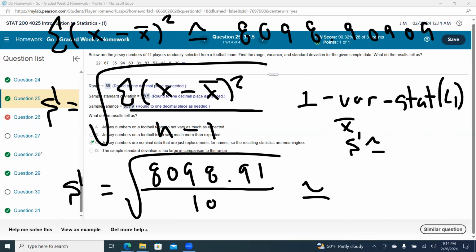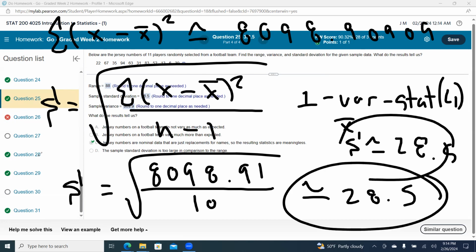So if I do the formula, it takes just a minute to do the formula. I get the standard deviation is approximately 28.5. And if we do one var stat L1, we get 28.5. So those are great.